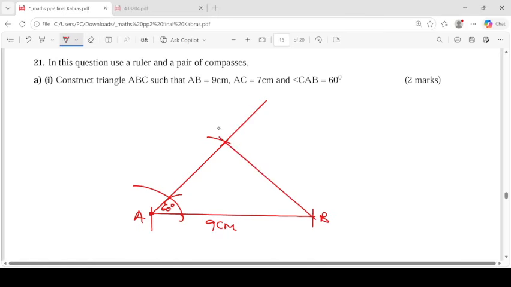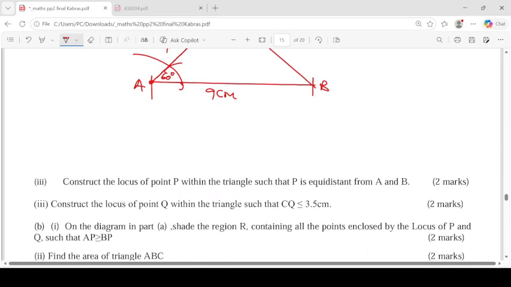So this is now my C, such that AC is now 7 centimeters. 2 marks. Construct the locus of P, which is within the triangle, such that P is equidistant from A and B. Because P should be equidistant from A and B, this is the perpendicular bisector.